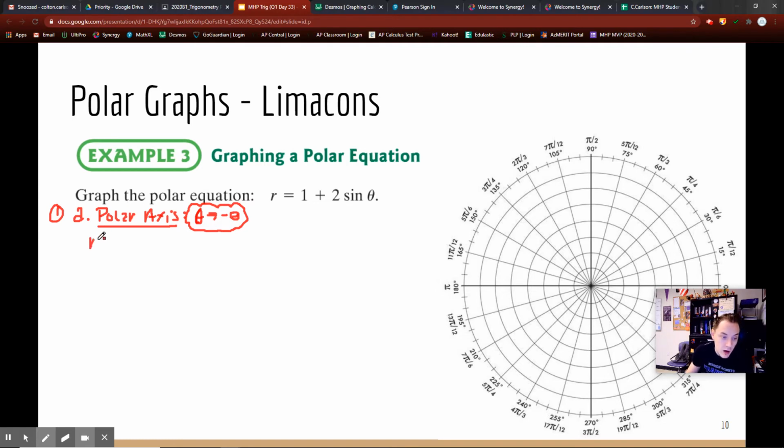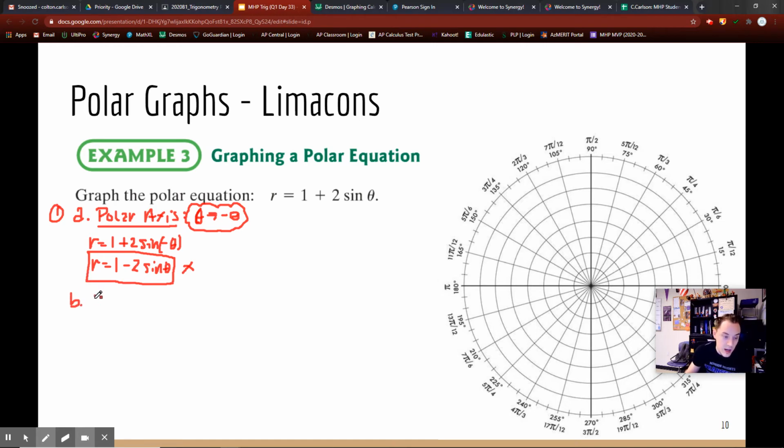So r equals 1 plus 2 sine of negative theta. Sine of negative theta is not even, so what I get is r equals 1 plus, since it's not even, I get a negative out front, so minus 2 sine of theta. But the problem with this, even though this is my final answer for my polar axis, it doesn't work out. So it's not actually symmetrical here. So let's go to B.